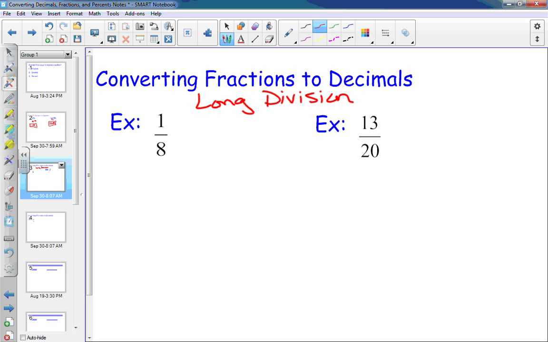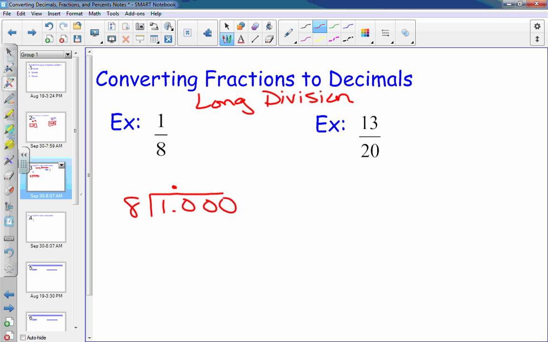Here's my nice little box. Remember your box from back in the day? What goes on the outside? The numerator or the denominator? Numerator is the top, denominator is the bottom. You with me? Okay? The 8 goes on the outside, the 1 goes on the inside. Do you see how I'm adding 3 zeros there? Okay? The decimal point goes right above it. Okay? Do we see that?